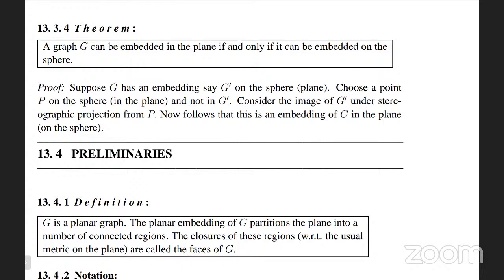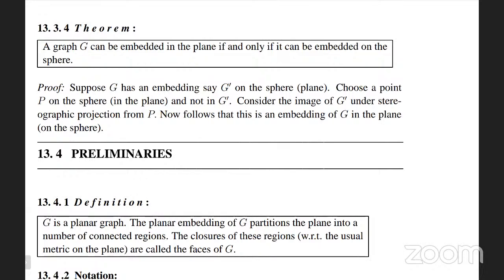Now coming to the proof. Suppose G is embedded, say as a G dash on the sphere. Choose a point P on the sphere that is not in G dash. So I am taking G as embedded and G dash is on the sphere, not on the plane. It is the only point chosen on the sphere and it is not in G dash, because for G dash I consider the plane region and not the sphere region. For G, I consider the sphere region.